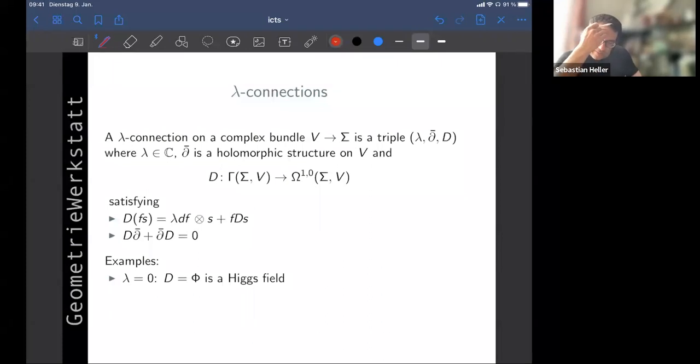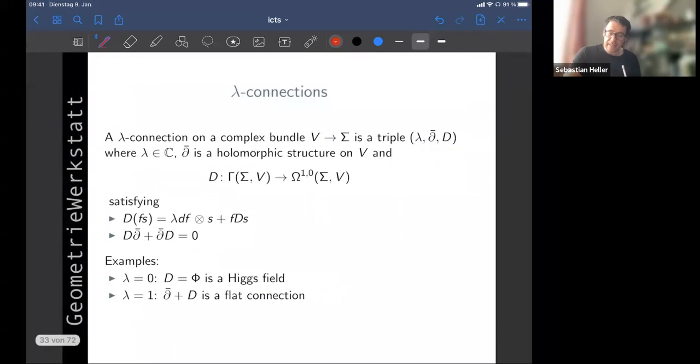So let me give a few examples. The first example is that of when lambda is 0, then the first equation tells us that the first order differential operator is actually tensorial, so it's a Higgs field. And the second equation tells us it's holomorphic, so it's really a holomorphic Higgs field.